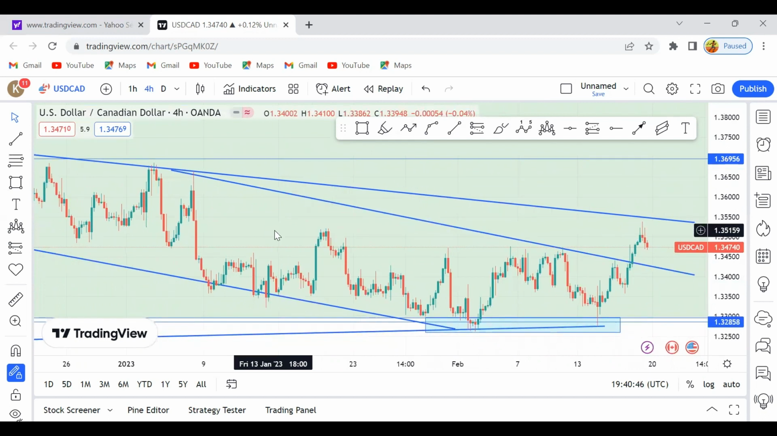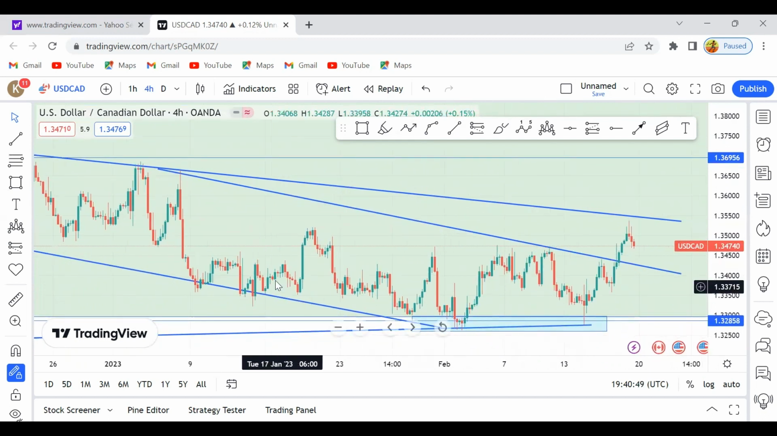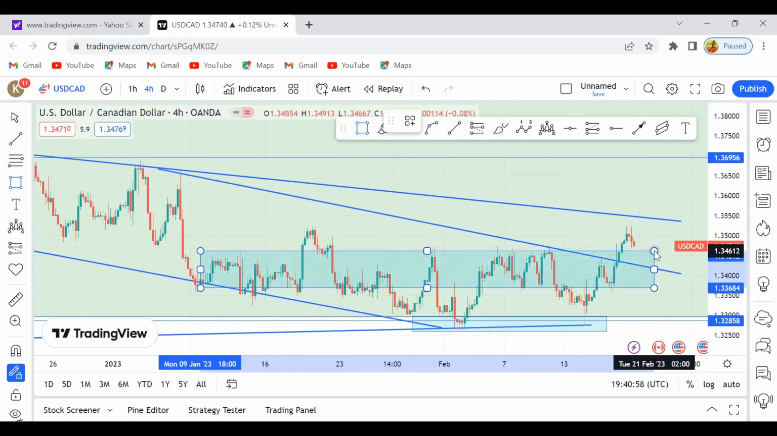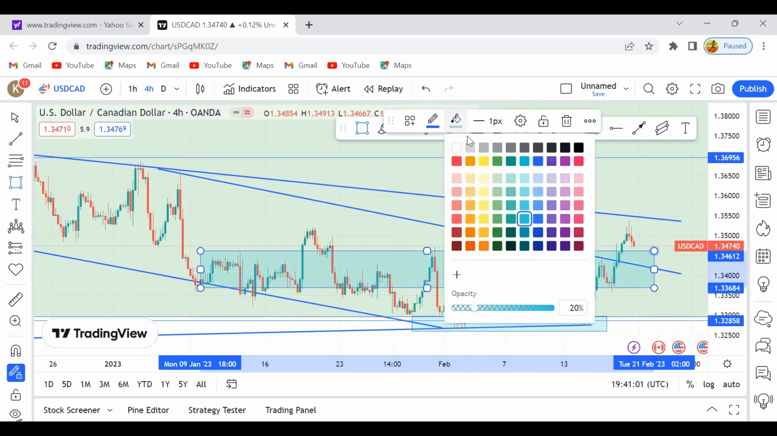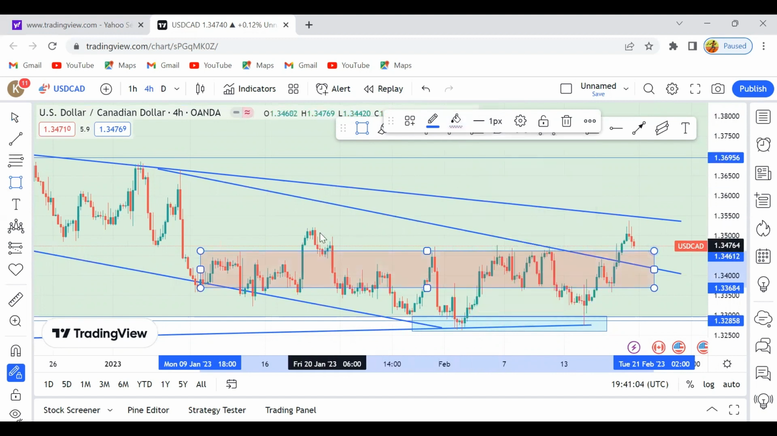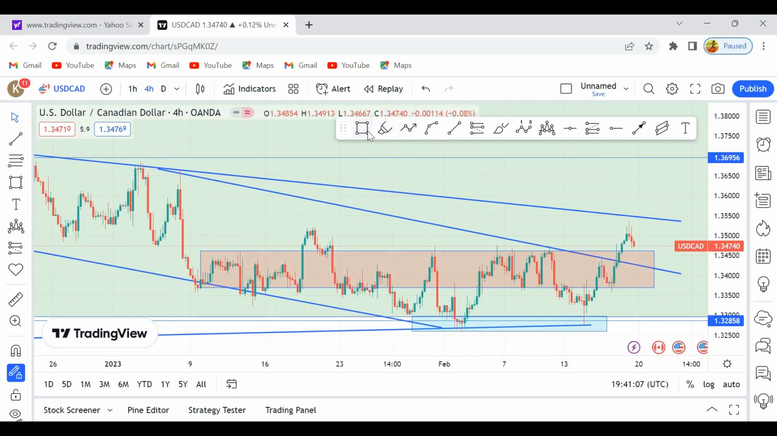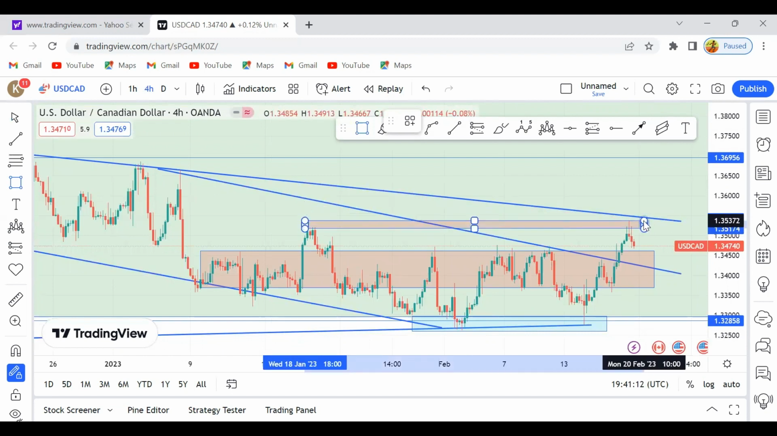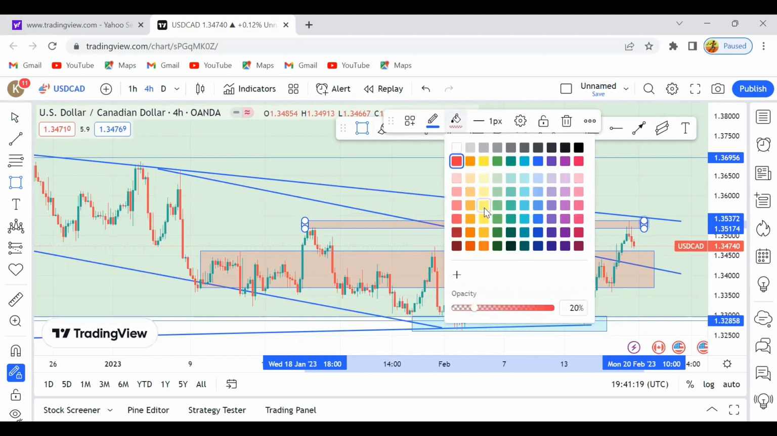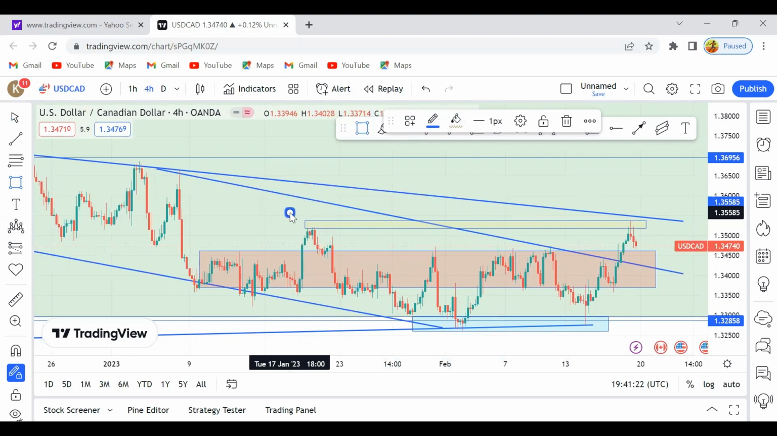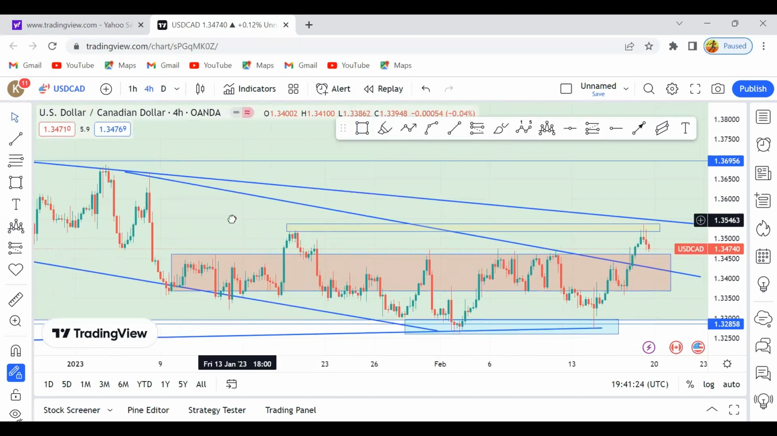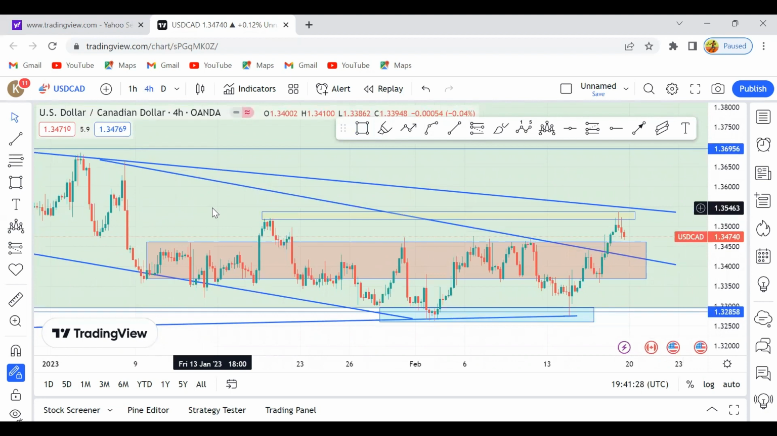So on 4 hour, this is what I'm actually seeing. We have a lot of correction taking place at this zone here. Can you guys see this? I'm seeing a lot of correction taking place at the zone here.